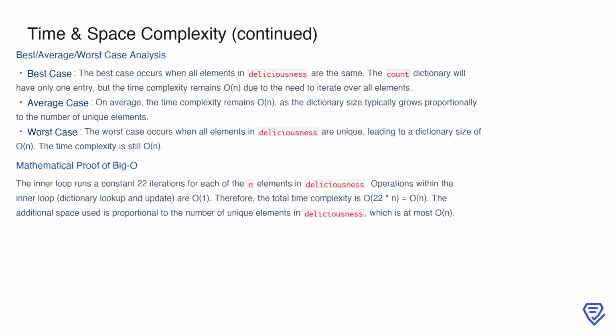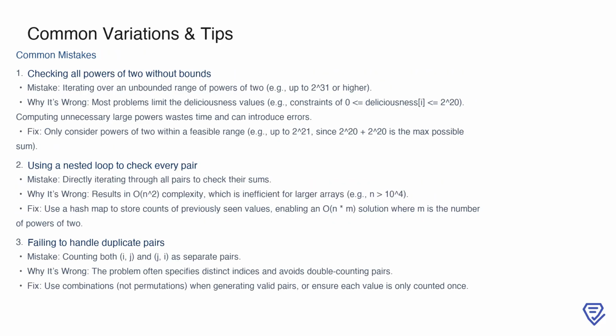Mathematically, the inner loop runs a fixed 22 iterations for each of the n elements, and with O(1) operations inside, the total time complexity simplifies to O(22n), which is O(n). Space complexity is proportional to the number of unique elements, leading to a maximum of O(n). When working on this problem, there are some common mistakes to watch out for.